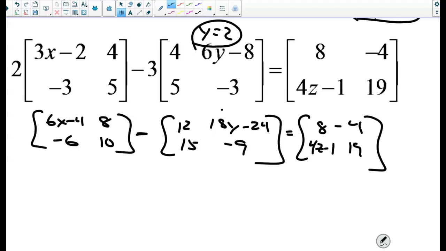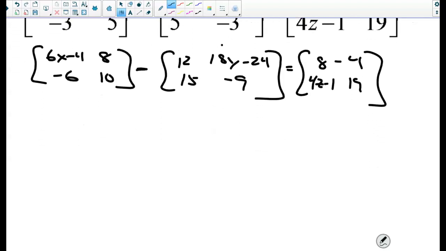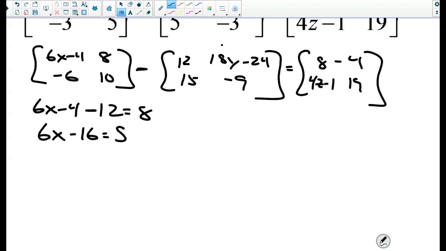It's imperative, okay, that I'm fundamentally sound on multiplication too. The quickest way to make mistakes here is to do everything right but multiply something incorrectly. So you've got to make sure your multiplication is correct. Now we're going 6x minus 4 minus 12 equals 8. 6x minus 16 equals 8. 6x equals 24, and my x equals 4.